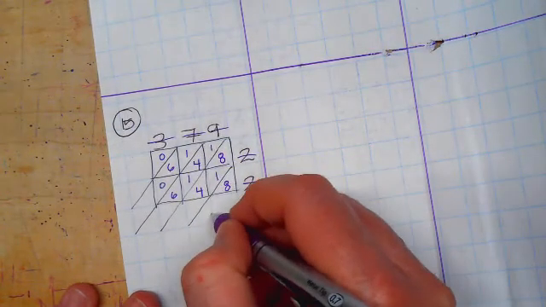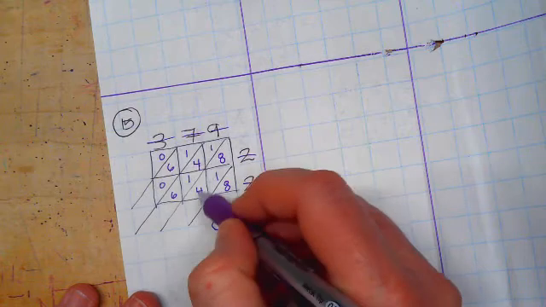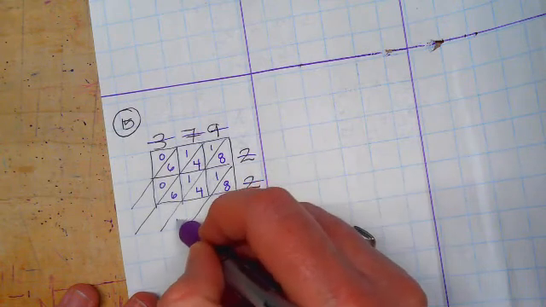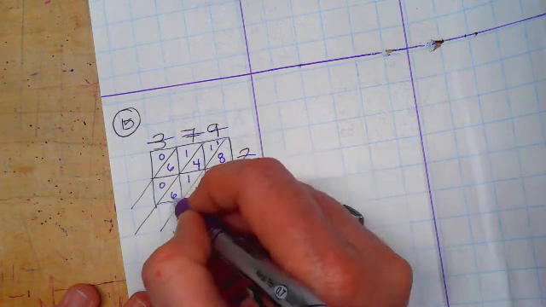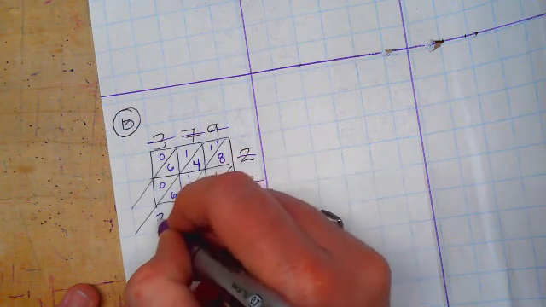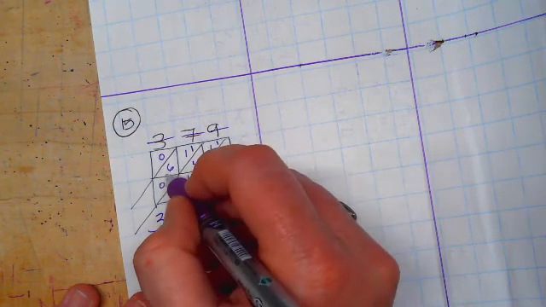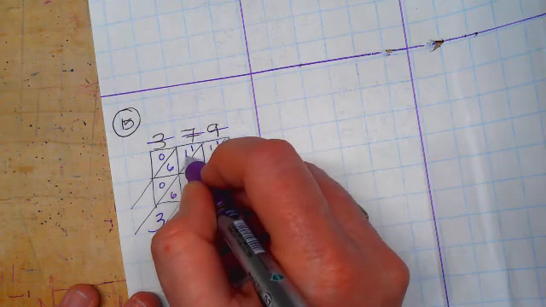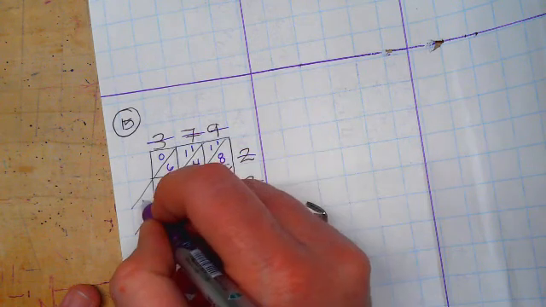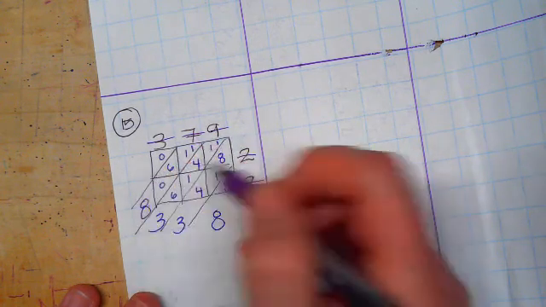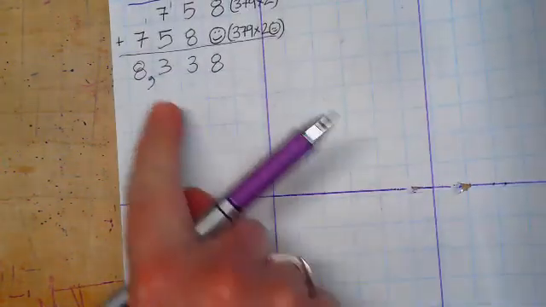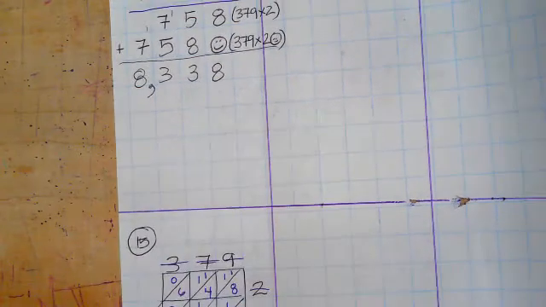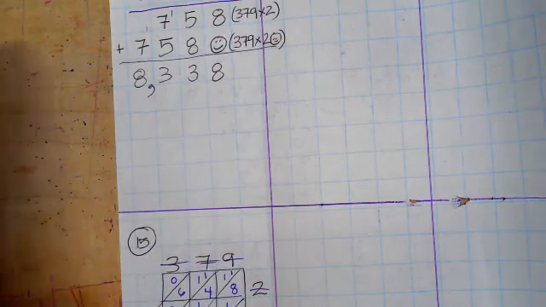Now I'm going to ignore all of these. 8 plus nothing is 8. 4 plus 8 is 12, plus 1 is 13. Regroup. 2 plus 4 is 6, plus 6 is 12, plus 1 is 13. Regroup. 6 plus 0 is 6, plus 1 is 7, 8. And then I have 0. So I end up with 8,338.